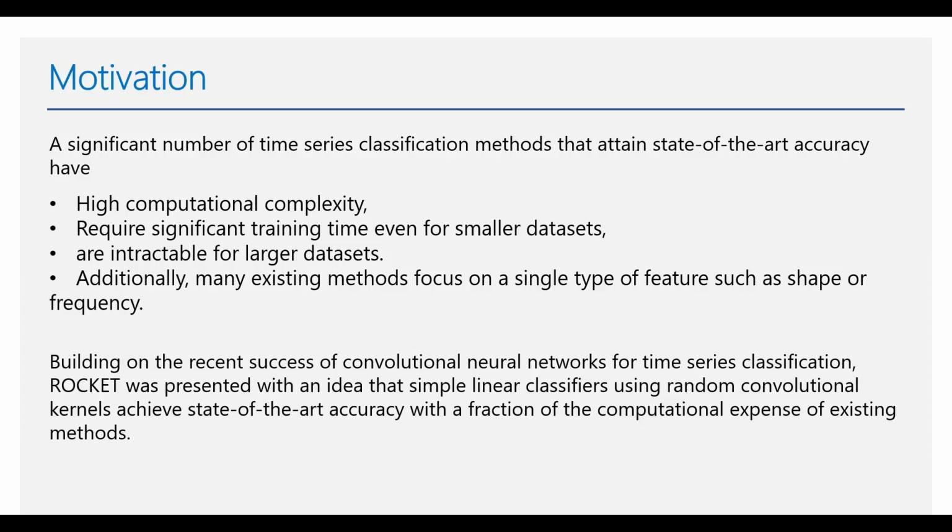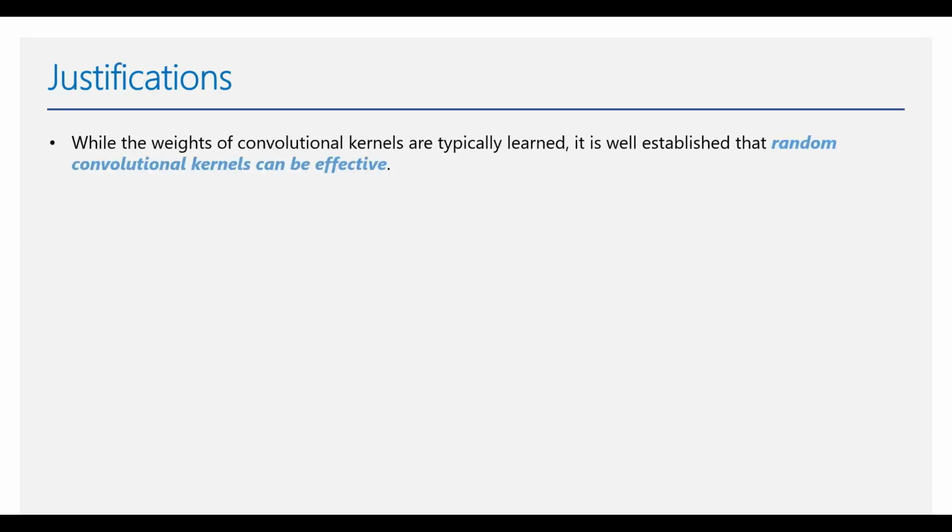So building on the recent success of CNNs for classification problems, Rocket was presented as a simple idea actually, mixed with a linear classifier to replace the traditional CNN that you have to tweak or optimize. So let's have a look at that. The justification for the development of this work is that while the weights of convolutional kernels are typically learned, as we know, it is well established that random convolutional kernels can be effective.